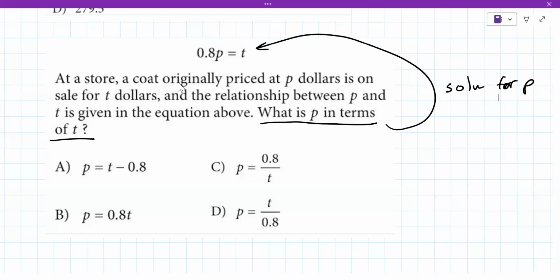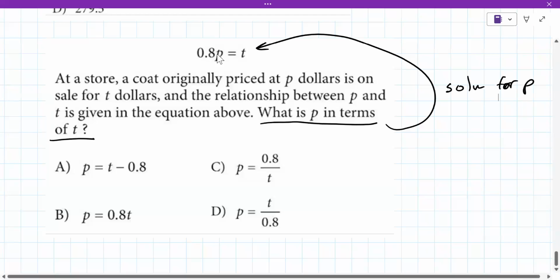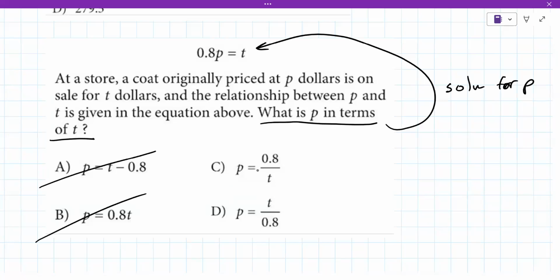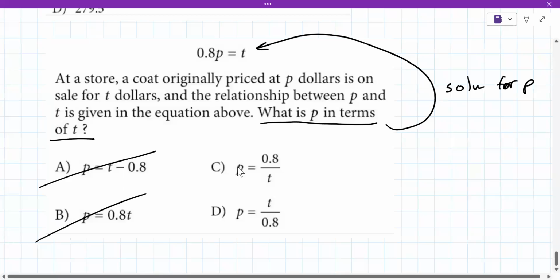So what is the math operation to solve for P? How do you undo this 0.8? You would divide. Okay, so which answers have division in them? Well, that takes out two of them, so C and D. So you have to decide if it's C or D. The point is though, you've done enough to where you can get it down to two answers pretty good.